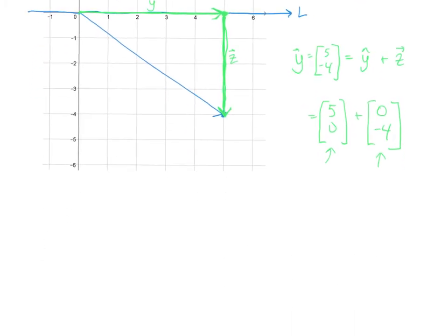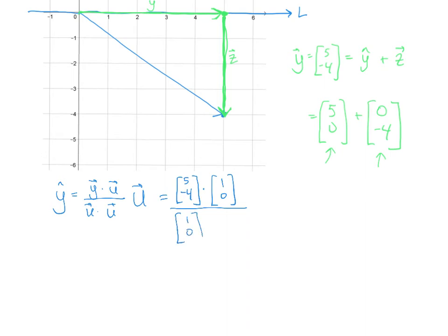Okay, so my formula for y hat is y dot u over u dot u times u. It's y dotted with u over u dotted with u, all times the vector u. Y was the original given vector, 5, -4. U is the vector on the line L. It can be any vector on the line L. We're going to use 1, 0. That was the one that was given. Over 1, 0 dotted with 1, 0 times 1, 0.